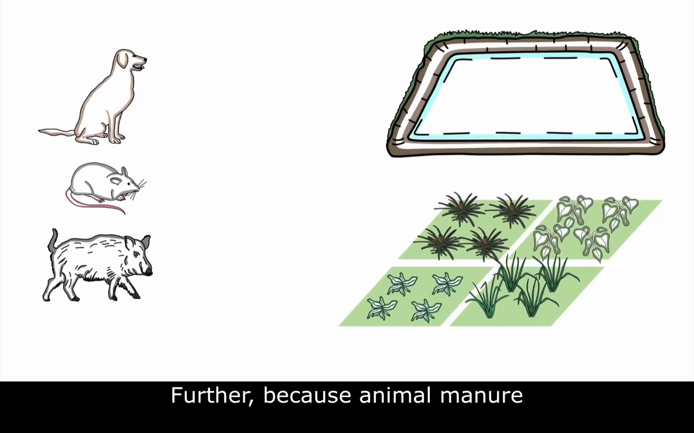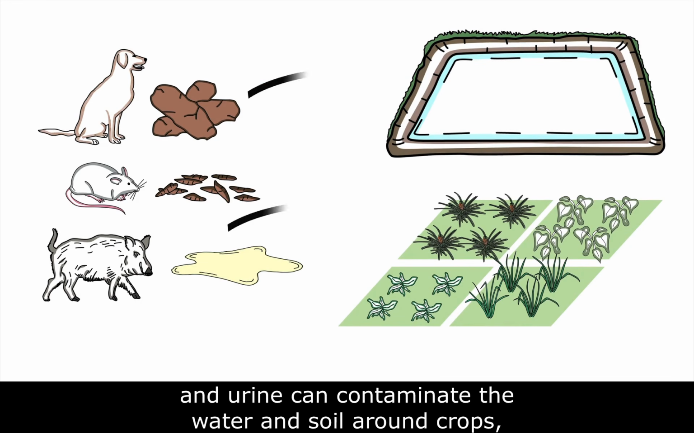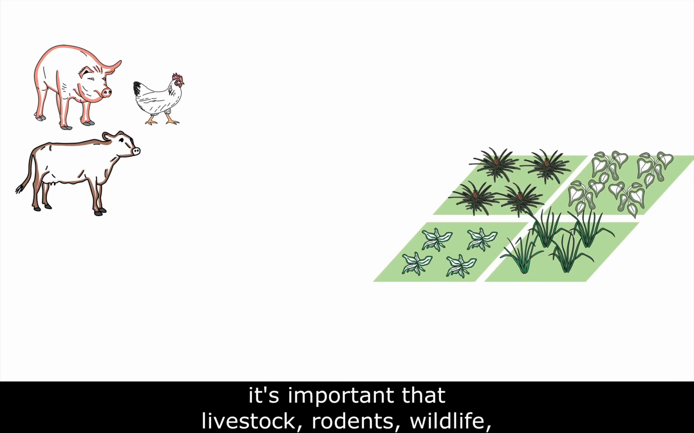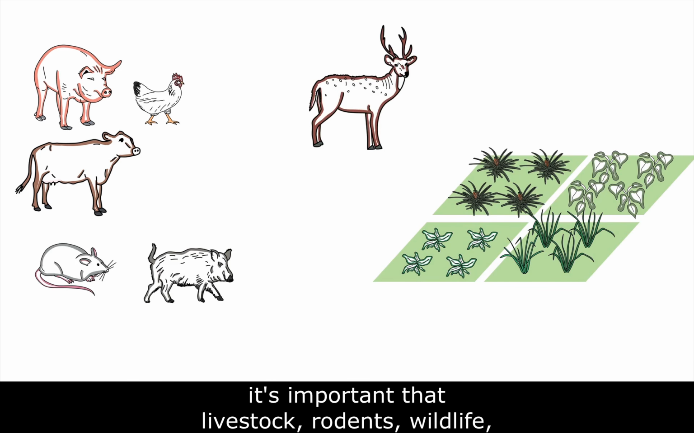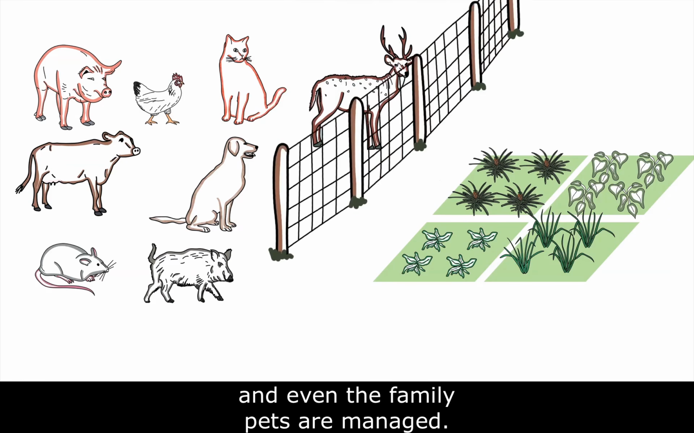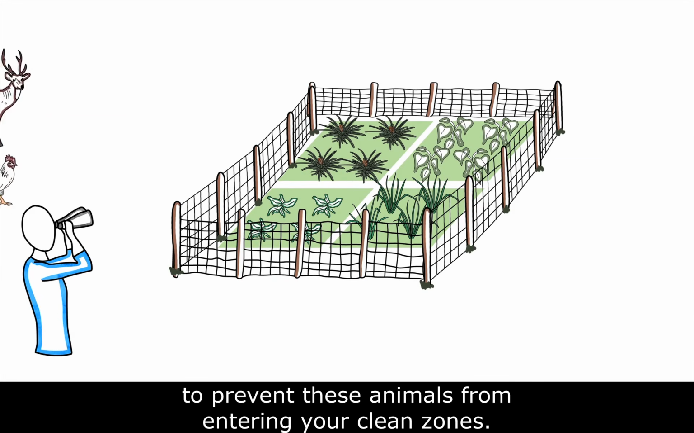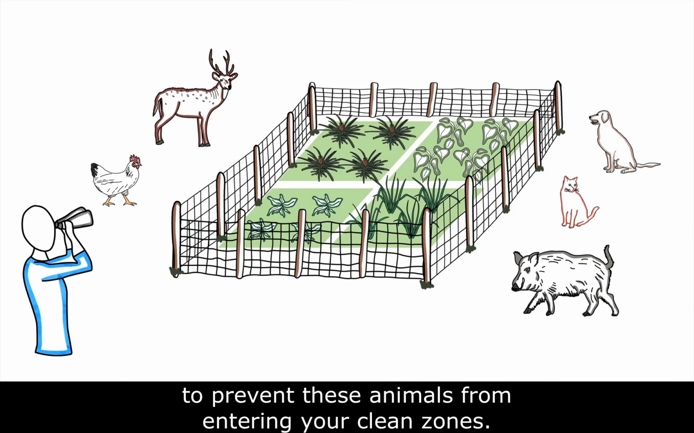Further, because animal manure and urine can contaminate the water and soil around crops, it's important that livestock, rodents, wildlife, and even the family pets are managed. Your farm can monitor wildlife and take steps to prevent these animals from entering your clean zones.